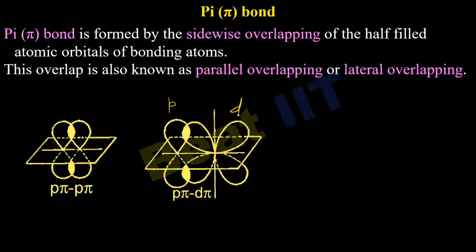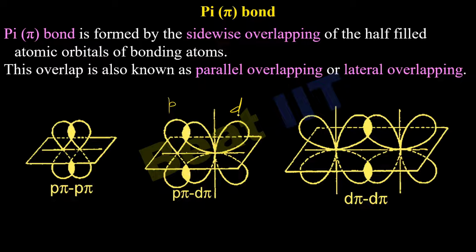Another possibility, the third possibility, is that both are d orbitals and they come closer, there will be side-wise, lateral overlapping. In this case, because I have both d orbitals, I will call it a d pi bond. It is a pi bond. The reason I am calling it d pi is because both are d orbitals.